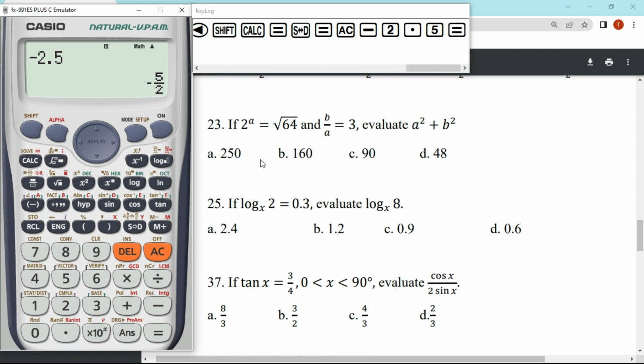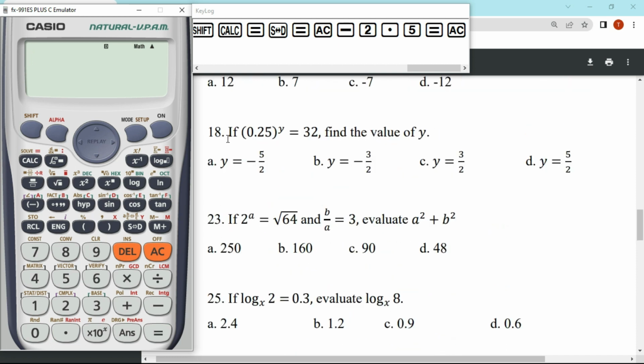Now let's move to question 23. Question 23 reads, if 2 exponent a is equal to root of 64 and b over a is equal to 3, we are asked to evaluate the value of a squared plus b squared. All that you have to do first is to find the value of a. We are going to take the same approach we took for question 18 to get the value of a in this case.